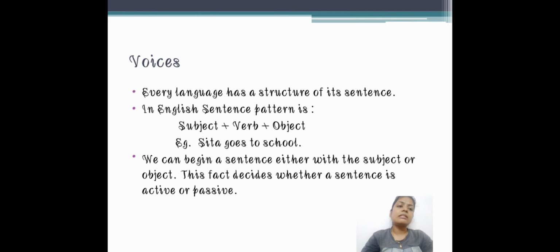We can begin a sentence either with the subject or the object. This fact decides whether a sentence is active or passive. The sentence we begin with, the subject or object. It is not necessary that only the subject is at the initial stage, but even the object can be at the beginning of the sentence, and this only decides whether your sentence is active or passive.